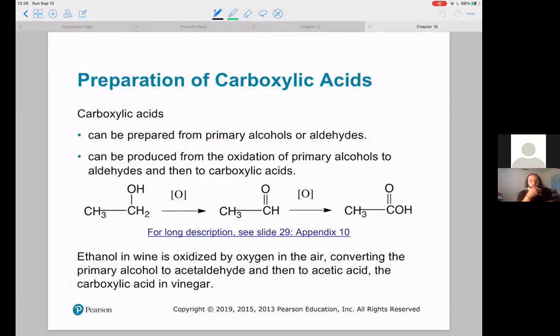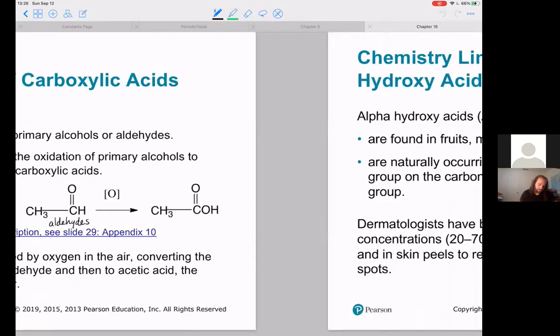Okay, in terms of how we prepare carboxylic acids, this is actually one of the things that we discussed before when we were talking about first alcohols and then aldehydes, right? Alcohols can be, let's just actually label these, alcohols can be oxidized to aldehydes, which can be further oxidized to our carboxylic acids. Okay. So that's the way that we can prepare carboxylic acids from either primary alcohols or aldehydes.